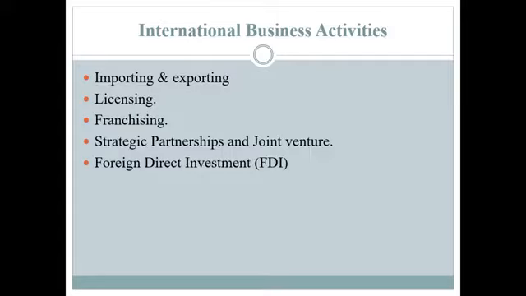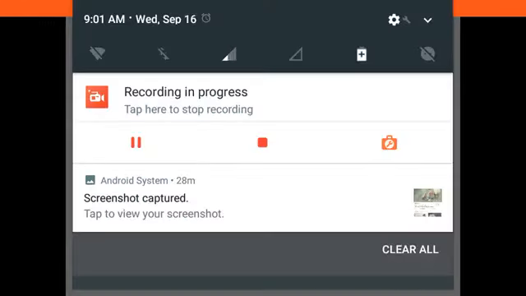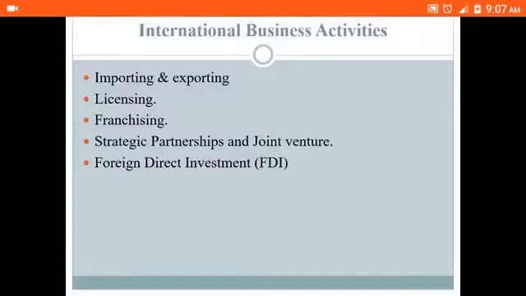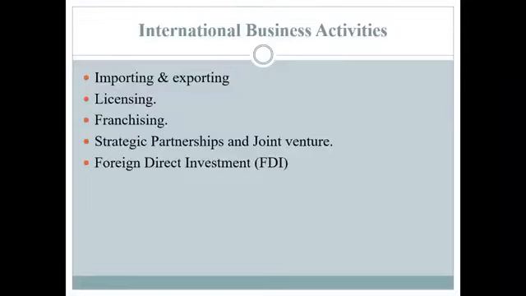Then another activity: strategic partnership and joint ventures. What are these two activities? Let's see. Strategic partnership and joint venture. What is strategic partnership all about?